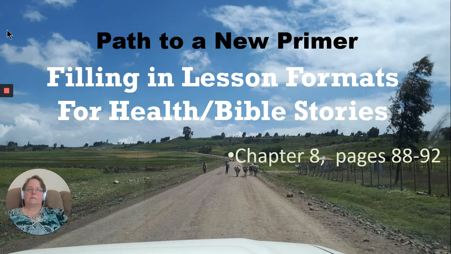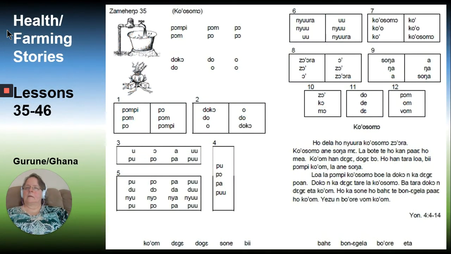So now we're going to talk a little bit about how we fill in the lesson formats for the health stories. These would be lessons 35 to 46 of our typical LAI primer. And this is the first health story of the Garune in Ghana. You can see it doesn't look a lot different from the last lessons that we've been doing, but there are just a few nuances in filling in the format.